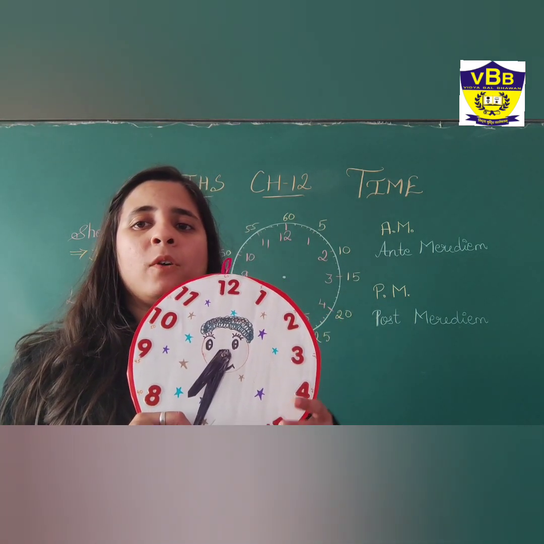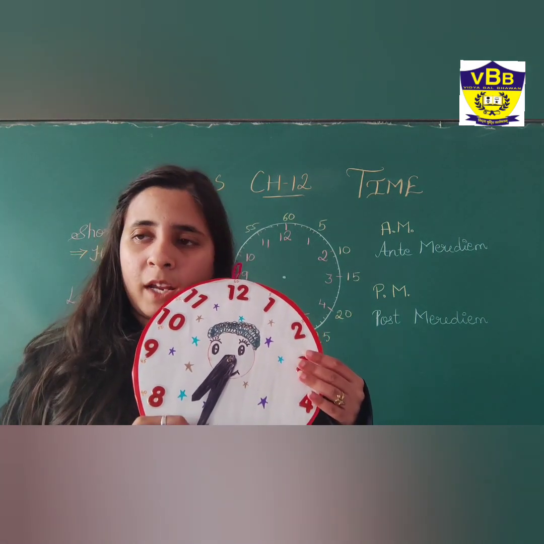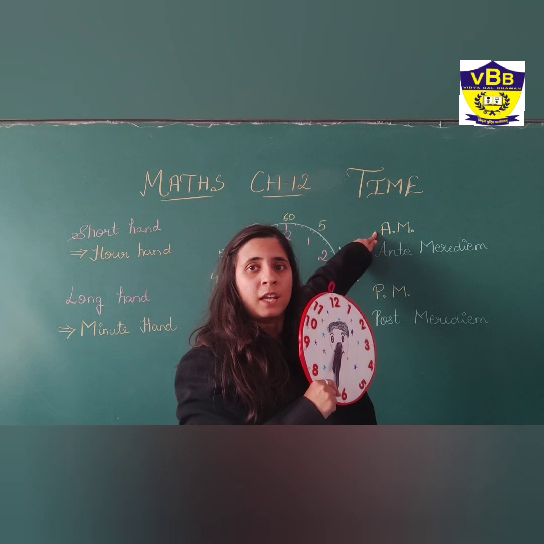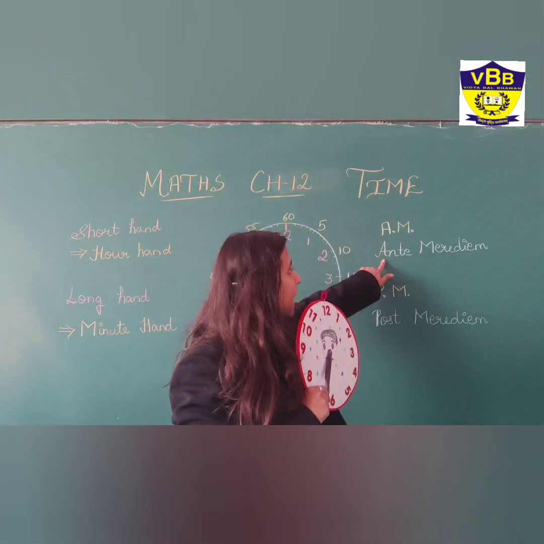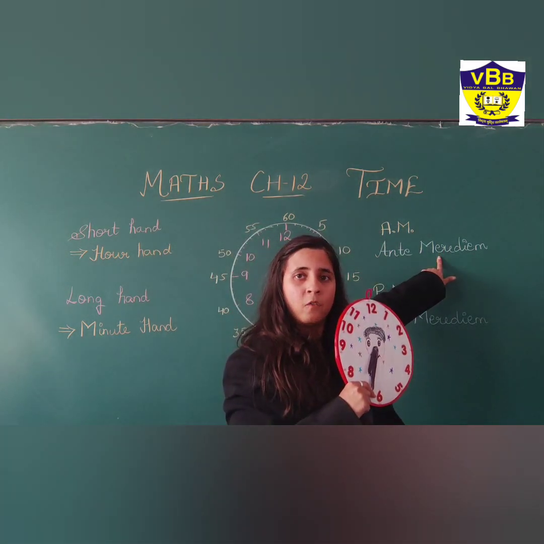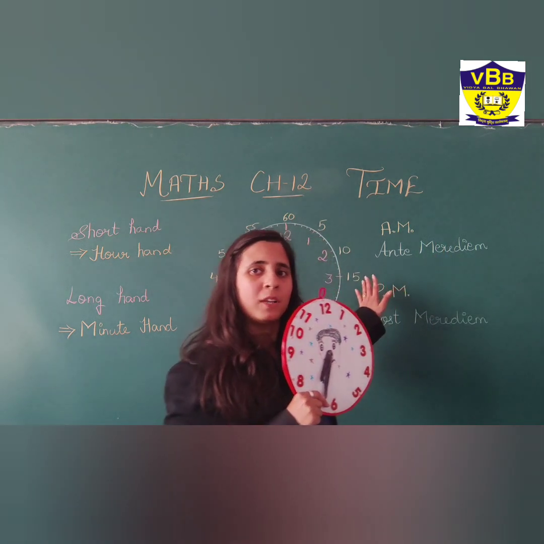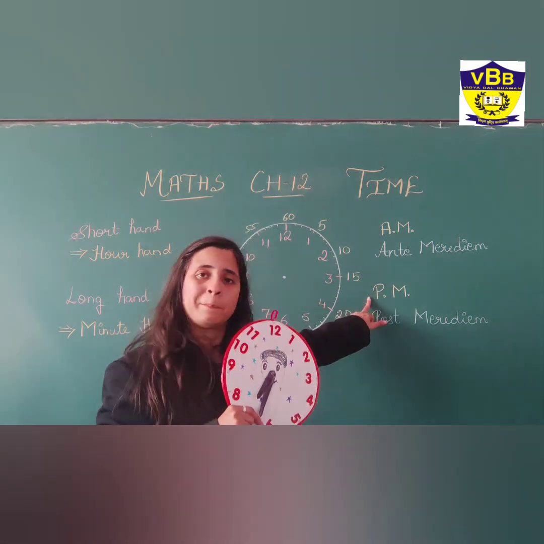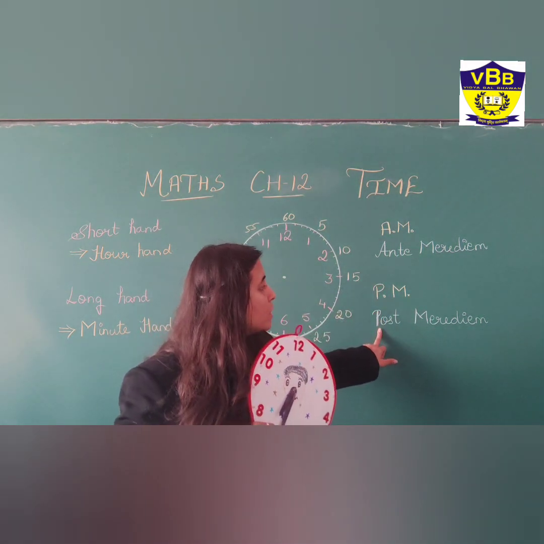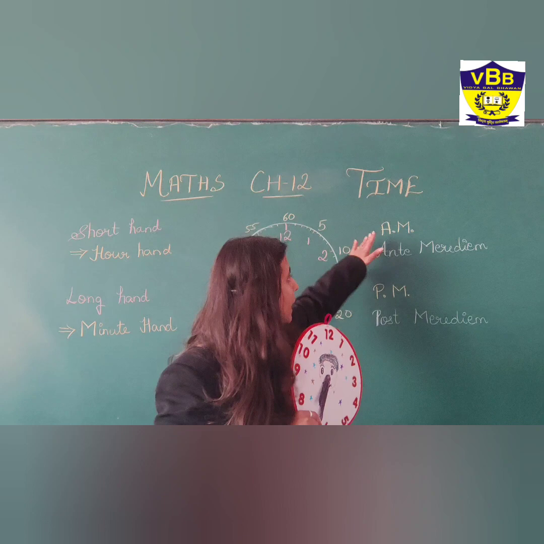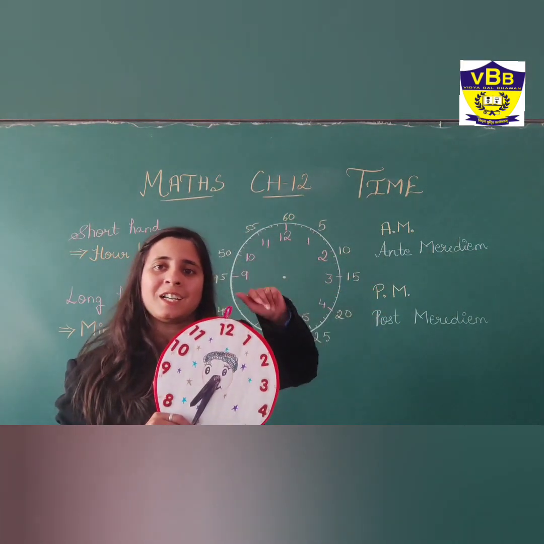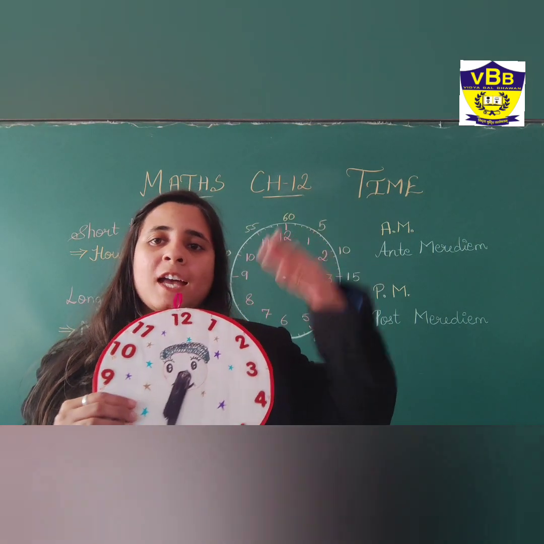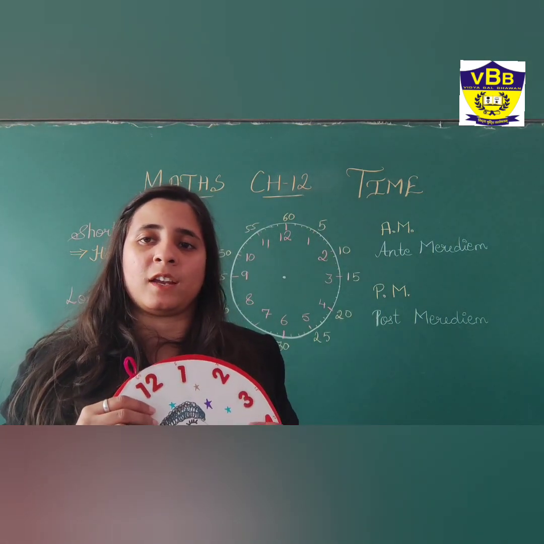When we say it's 8 in the morning, for morning we use AM. AM means ante meridian. Whereas if we talk about the evening or the noon time, we use PM. PM means post meridian. AM and PM differentiate the duration of the time of the morning from that of the evening.